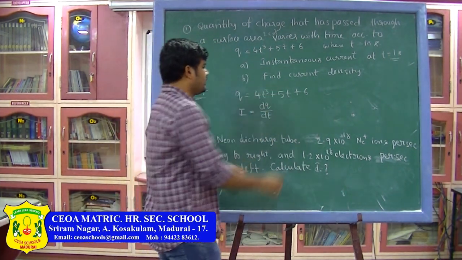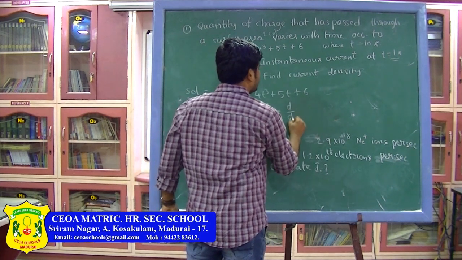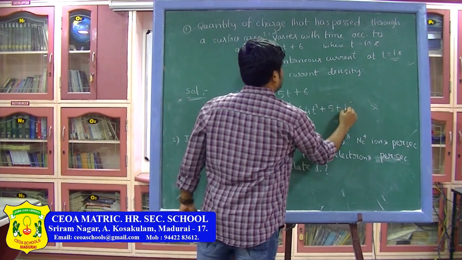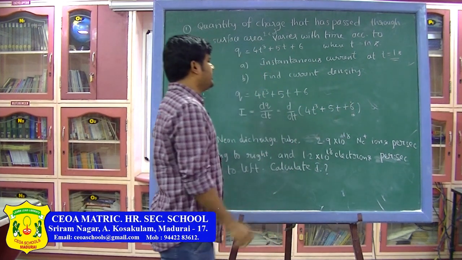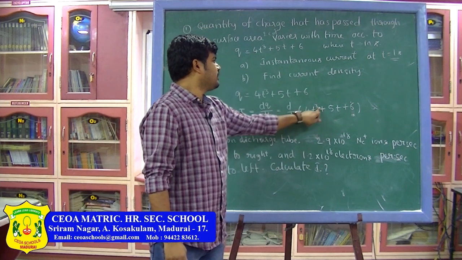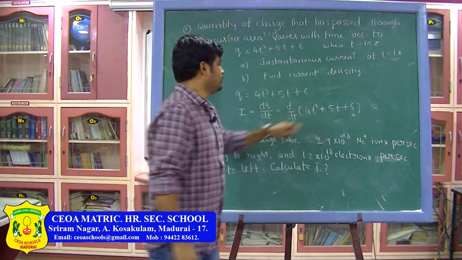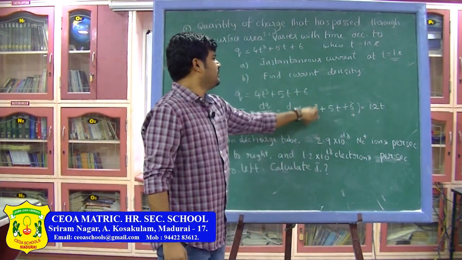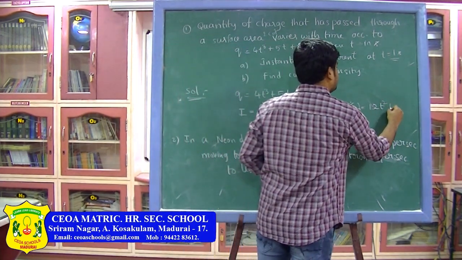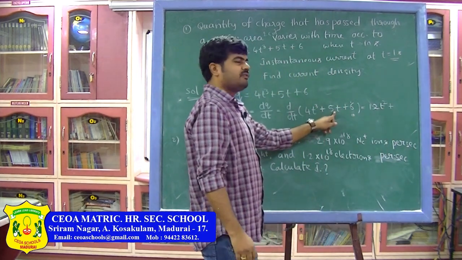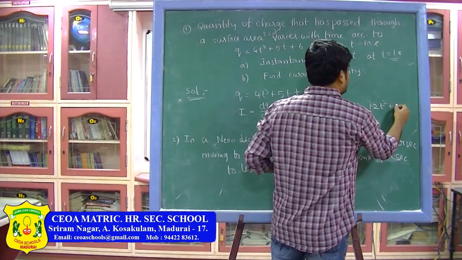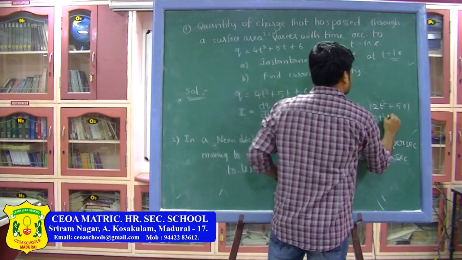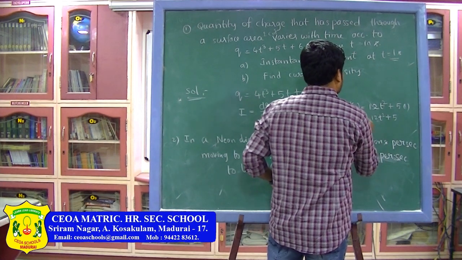Now, differentiating the given equation, d/dt of the q value 4t^3 + 5t + 6. The differentiation of t cube is 3t square, so 3 into 4 is 12t square. Plus, for 5t, 5 into the differentiation of t with respect to t, which is 1, so 5 into 1. So 12t^2 + 5 is the current in terms of time.